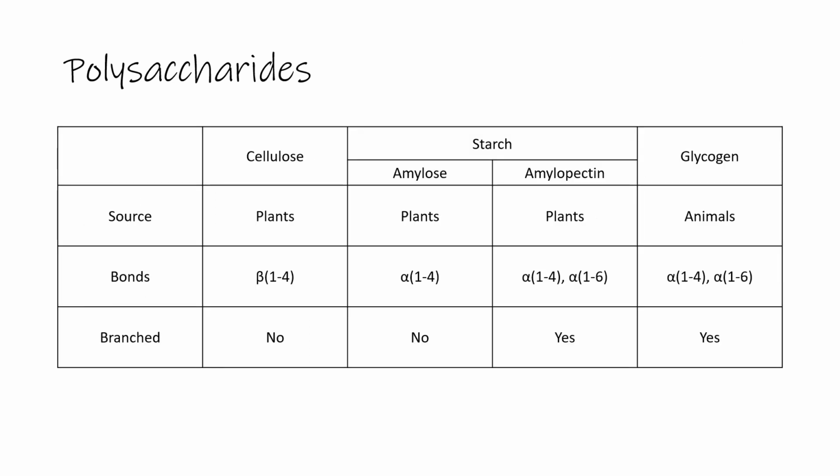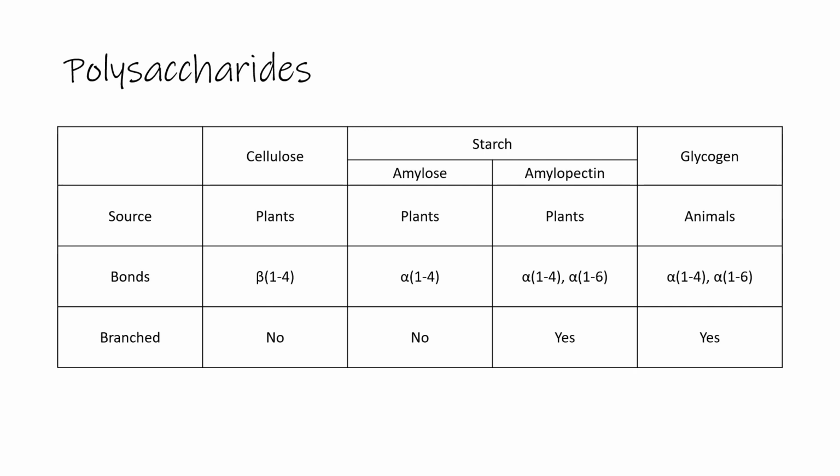We need to understand how polysaccharides are given to us as humans. So its source, what bonds each one has, and whether they're branched or not. Branching allows for fast degradation or breakdown of the polysaccharide. So if we eat things that are branched, they break down faster, and we're able to get that glucose or energy a lot faster. So let's break this down.